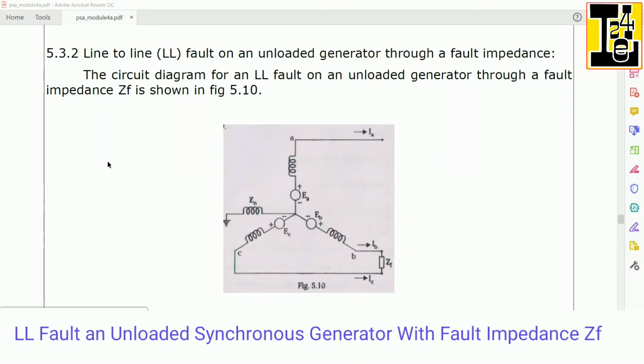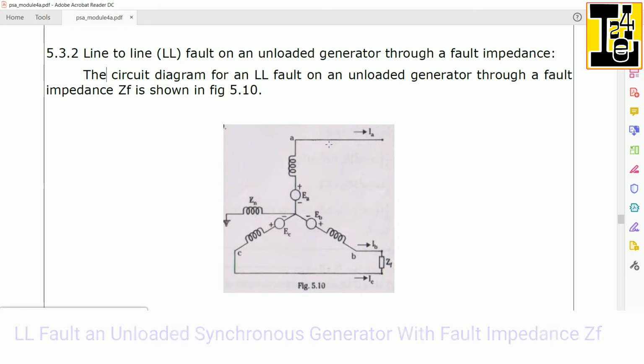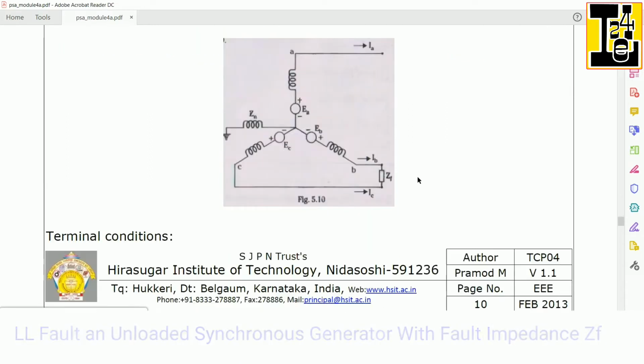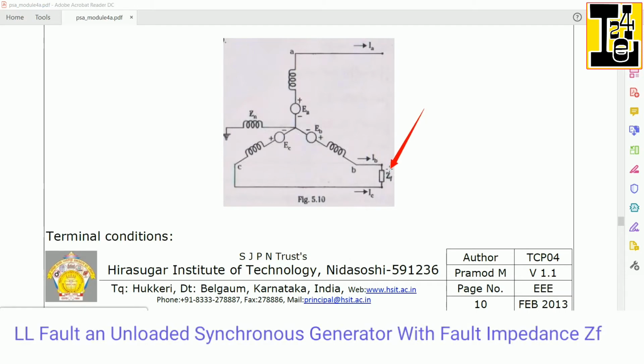Dear students, let us find the expression for the fault current when an LL fault, that is a line to line fault, takes place on an unloaded synchronous generator through fault impedance ZF. The circuit diagram for an LL fault on an unloaded synchronous generator through fault impedance ZF is shown here. Let us consider the fault is taking place between phase B and phase C through the fault impedance ZF.